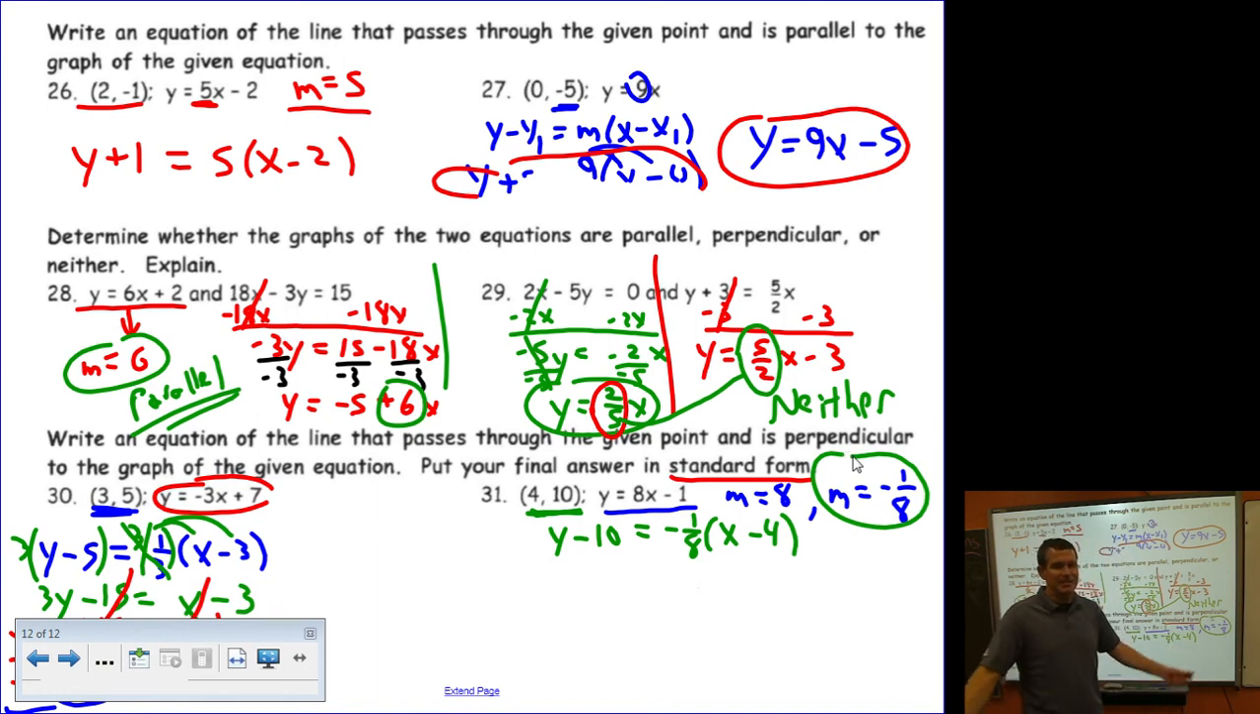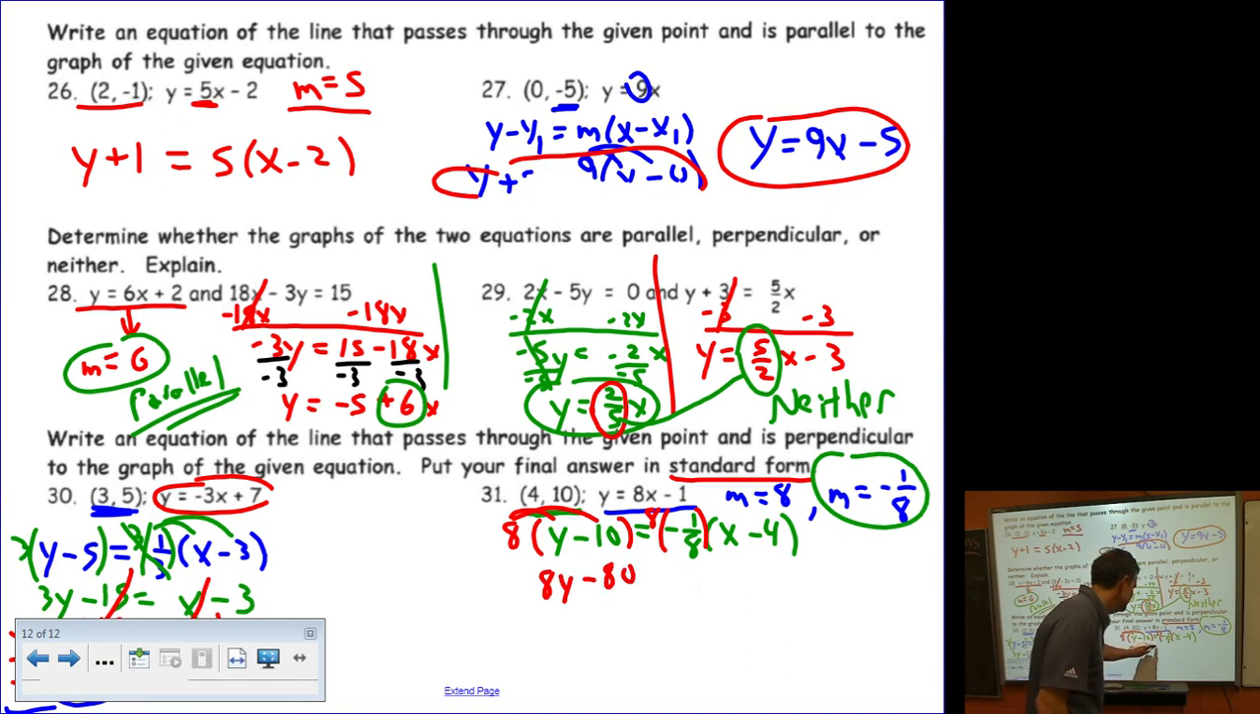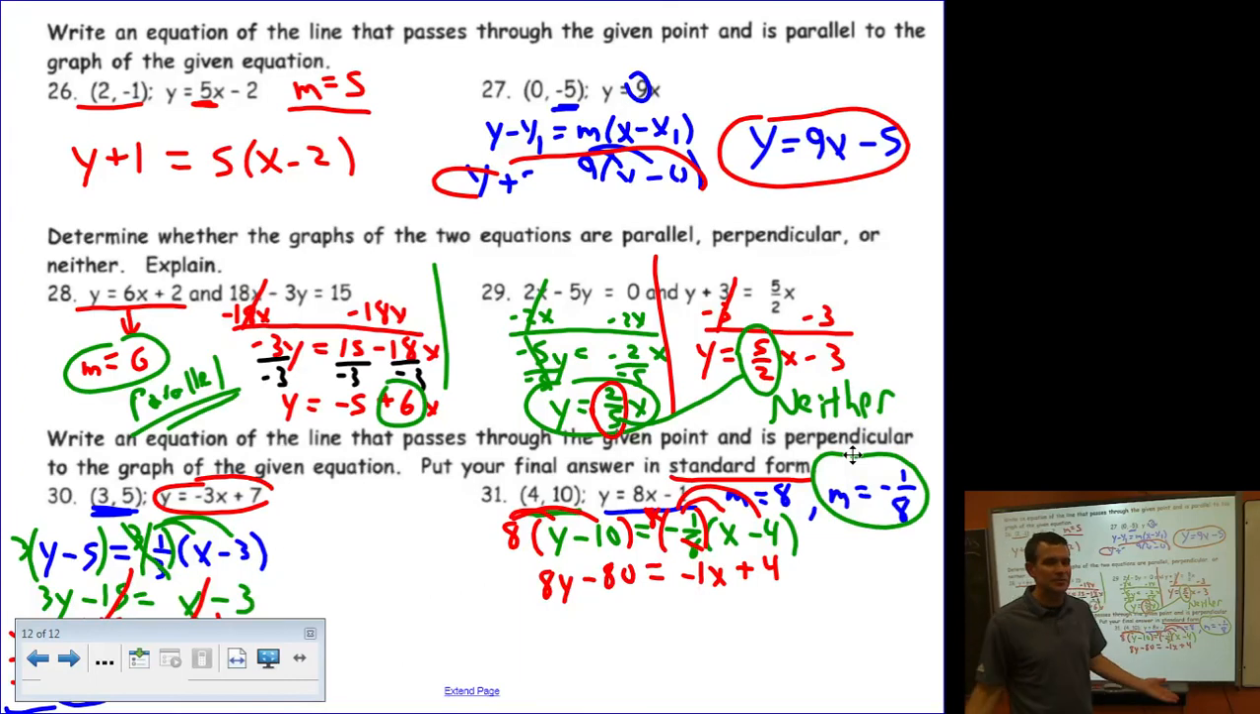And finally, I need to change it into standard form. So I'm going to clear the fractions. I'm going to move the terms where they belong and make sure the x is positive. First up, clear the fractions. I'm going to multiply both sides by the common denominator, which is 8. Well, this side would be 8 times y and 8 times 10. So I get 8y minus 80. On the right side, when I multiply 8 times 1/8, I cancel out the 8's. And I would just be multiplying negative 1 times x and negative 1 times negative 4, which is positive 4. All right? I have cleared the fractions.